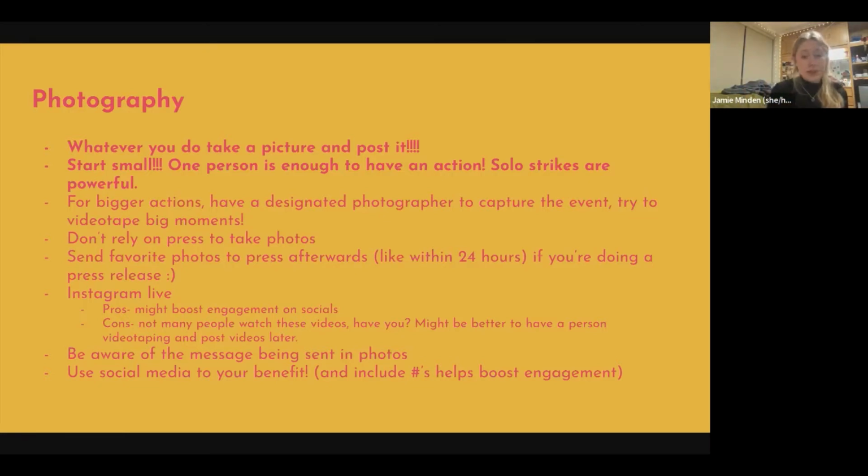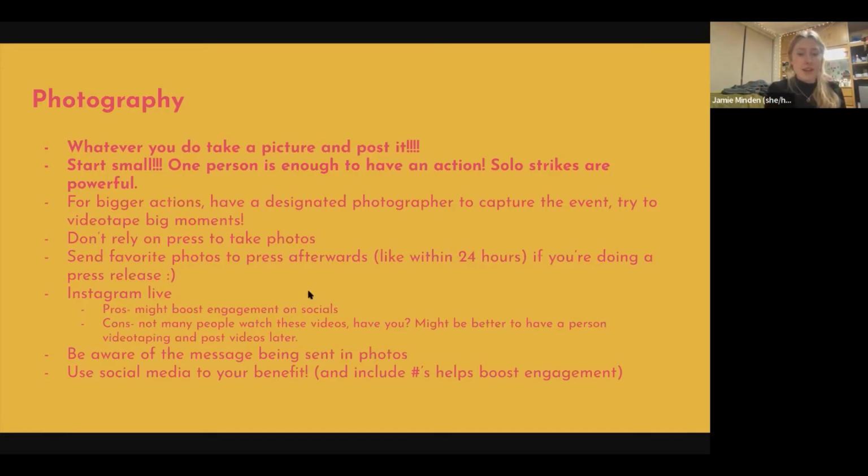Some people really like to do Instagram lives of their actions. There are pros and cons to this. I personally shifted away from it just because not that many people tend to engage with them. And it's nicer to have really crisp video that you can use of really specific moments. But if you're looking to engage with people on social media, and you have people that you think would engage, definitely go for it.